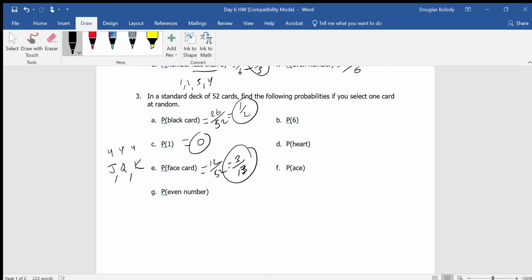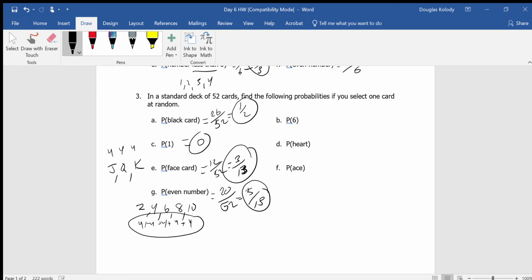That's a 3, sorry. An even number on it. So that's the 2s, the 4s, the 6s, the 8s, and the 10s. And recall, there are 4 of each card. 4 2s, 4 4s, 4 6s, 4 8s, and 4 10s. So that's 4 plus 4 plus 4 plus 4 plus 4 cards. That's a total of 20 cards out of 52. And 20 out of 52 reduces to 5/13.